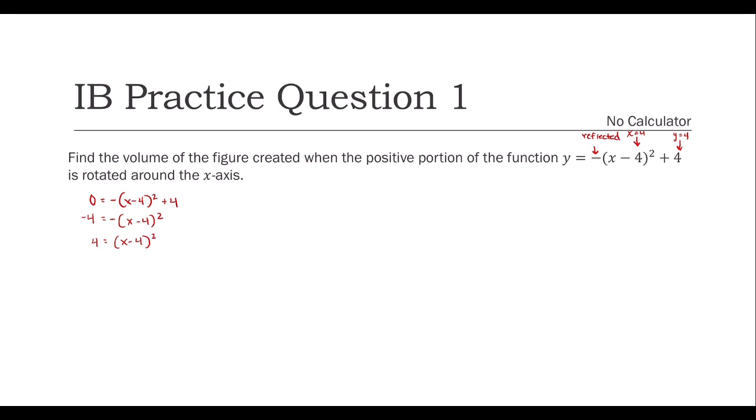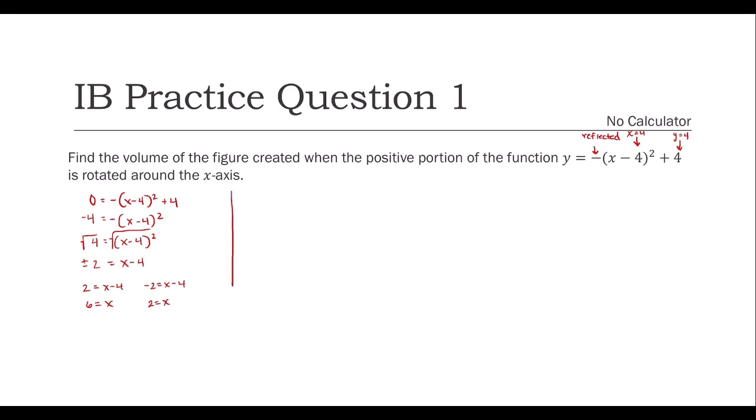Then we can take the square root of both sides. So we get plus or minus 2 equals x minus 4. So we have 2 equals x minus 4 and negative 2 equals x minus 4. Then we can add 4 to both sides. So we get 6 equals x and we get 2 equals x. So those are going to be our zeros.